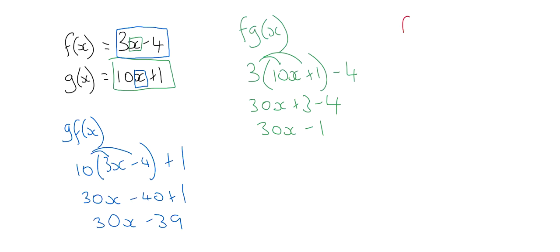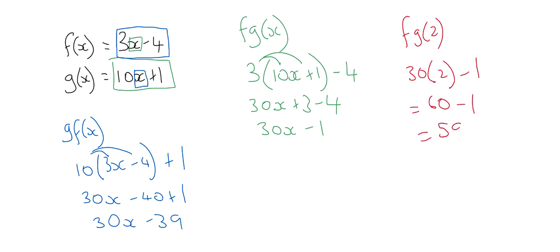There are also things that you can do like fg of 2. So instead of x, I'm just going to substitute in 2. So I've already done f of g. So I'm just going to replace x with 2, which gives me 60 minus 1, which is 59. And I can do the same thing down here. Let's say that I want gf of negative 1. Well, all I do is put that in there. 30 times negative 1 minus 39 is negative 30 minus 39, which is negative 69.